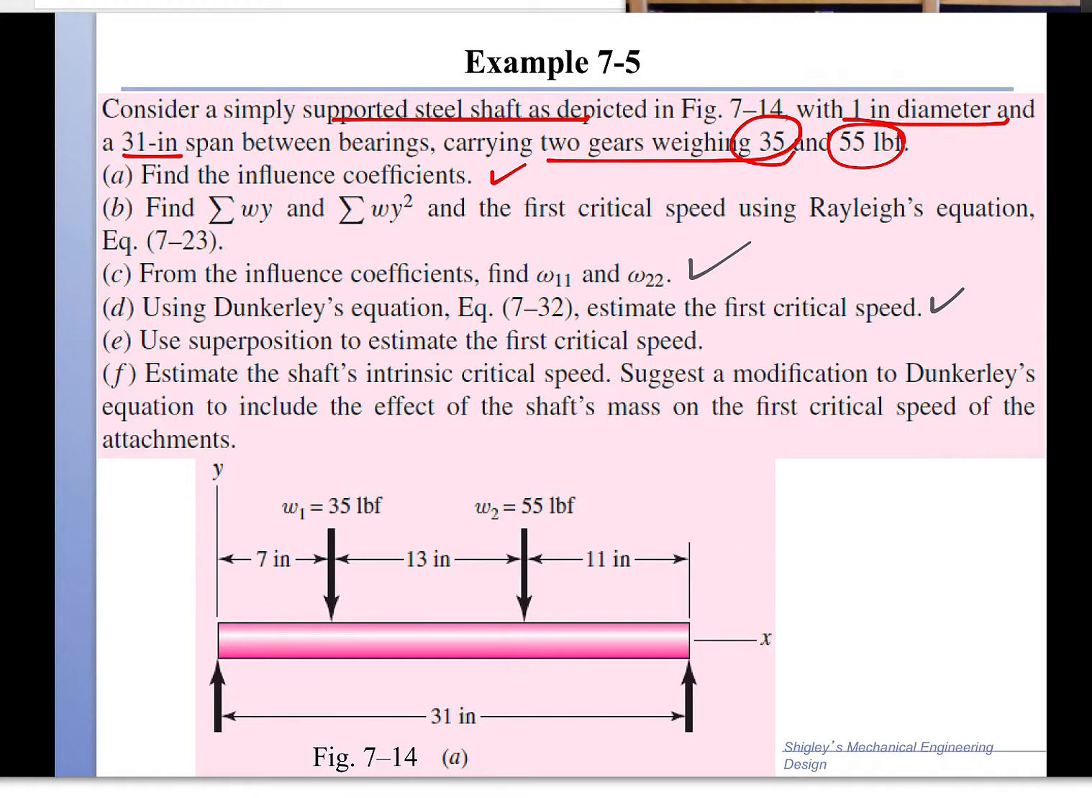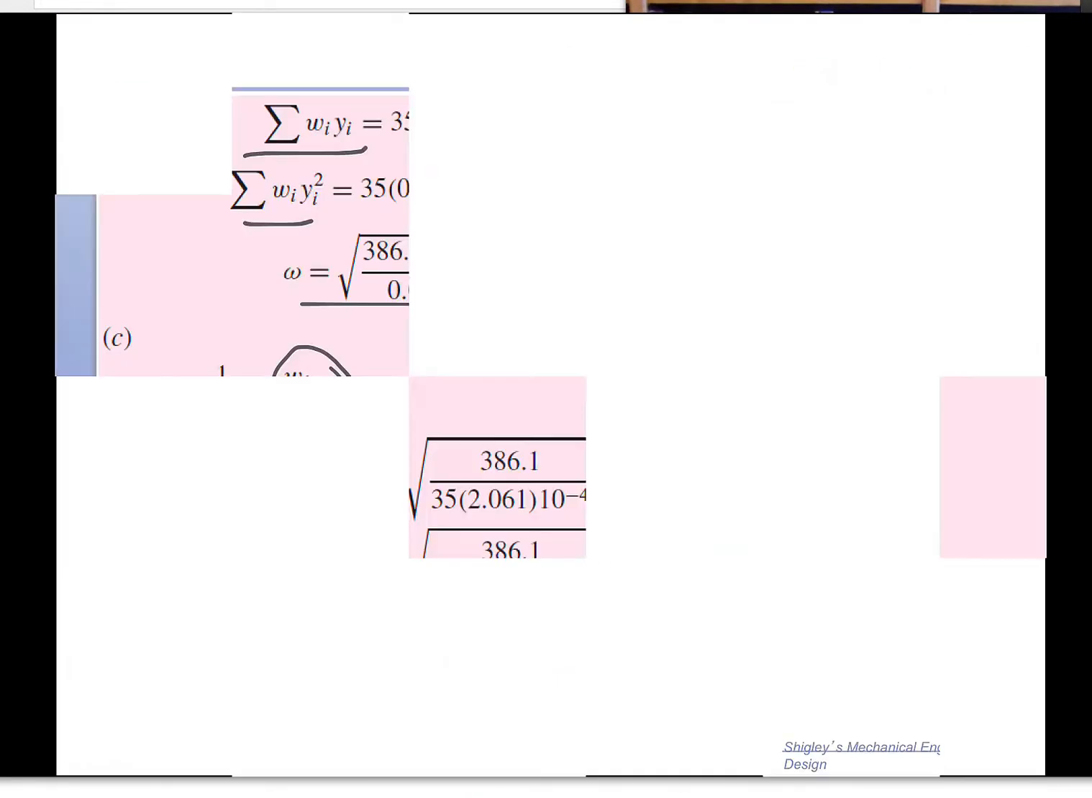We want to use the superposition to estimate the first critical speed, which we did. And then we want to, superposition is superimposition of the forces. Like we said, we're going to translate this force to the center by doing an equivalence transformation, and then estimate the first critical speed as if the two forces were at the center.